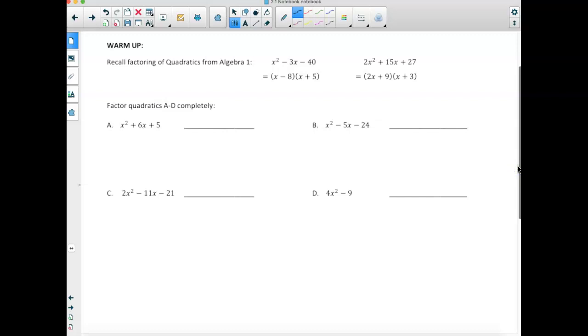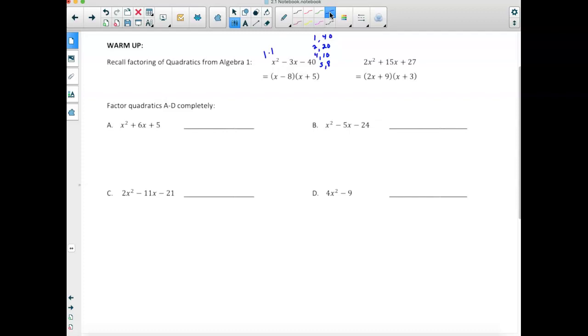Recall, factoring quadratics. Remember, when we're taking factors of the first term here, which is 1 times 1, gives you an x squared, and then we have a whole list of factors of 40. We have 1 times 40. We could have 2 times 20. 3 doesn't go into 40. 4 times 10. 5 times 8. Those are all my factors of 40.